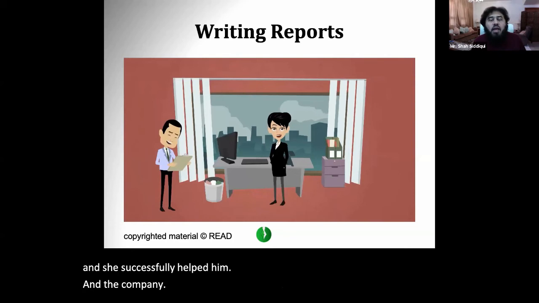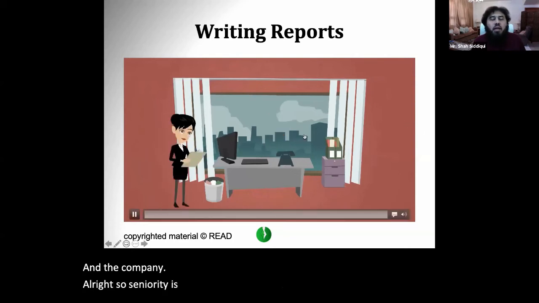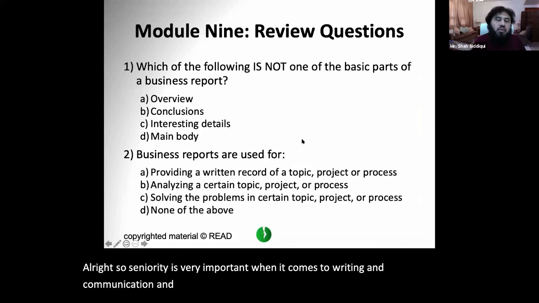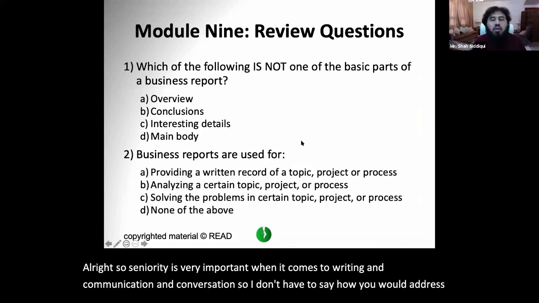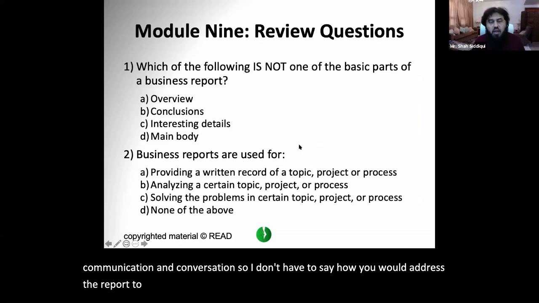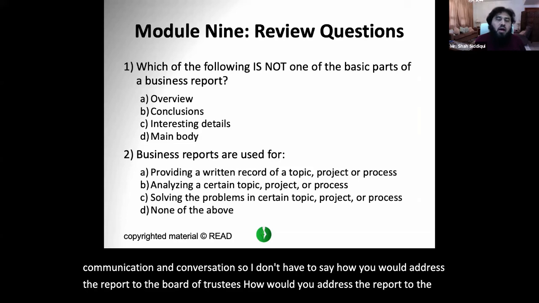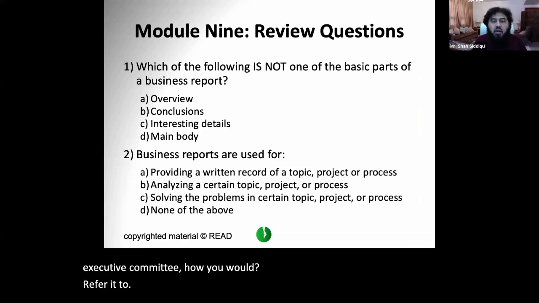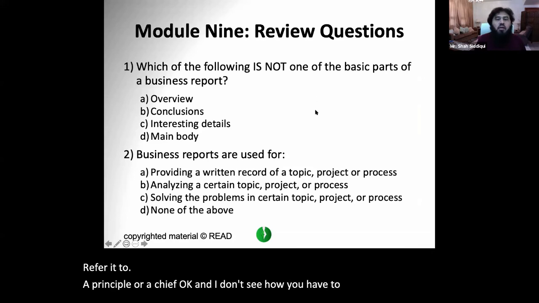All right, so seniority is very important when it comes to writing and communication and conversation. So I don't have to say how you would address the report to the board of trustees. How would you address the report to the executive committee? How you would refer it to a principal or a chief, okay? And I don't have to say how you have to report it to your senior managers.